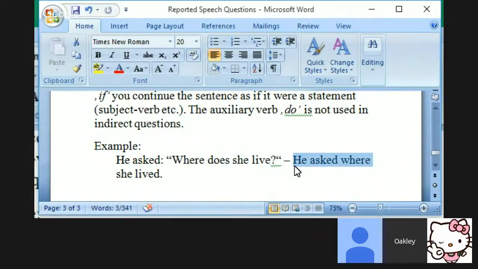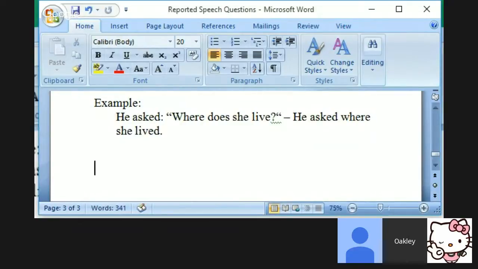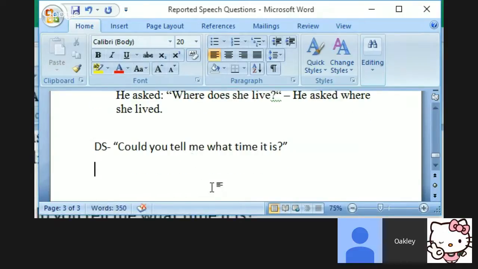I guess he asked where she lived is an indirect question, but wait, how would we report it? Let's play around with this: if the direct speech is an indirect question, does that change anything? Let's try it out. For example, direct speech: a stranger asked, could you tell me what time it is? How could I report this? Right, this is an indirect question. A direct question is, what time is it? That's direct. Indirect: could you tell me?